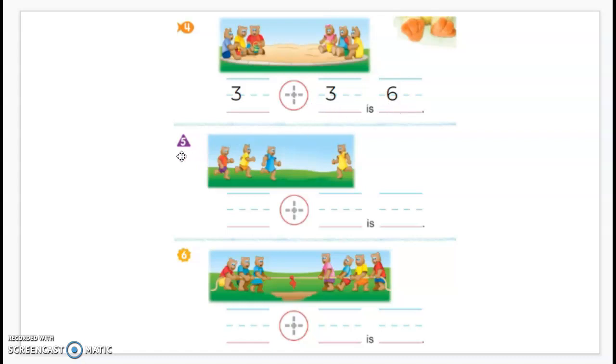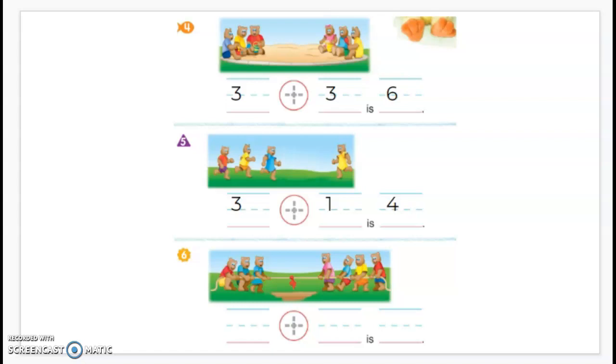So question 5. I see 3 bears running in the first group. 3 plus 1, that looks like she or he is joining them. 1 is, I need to count everything now. 1, 2, 3, 4. 3 plus 1 is 4.